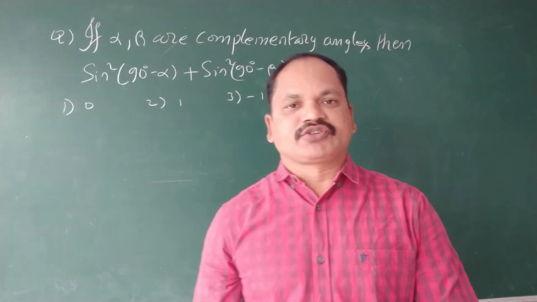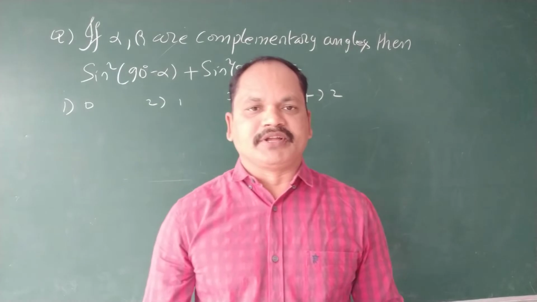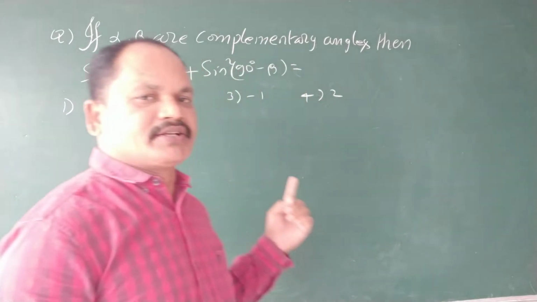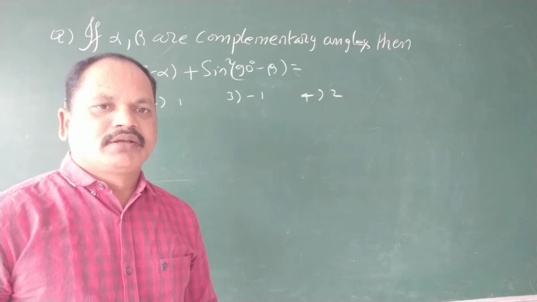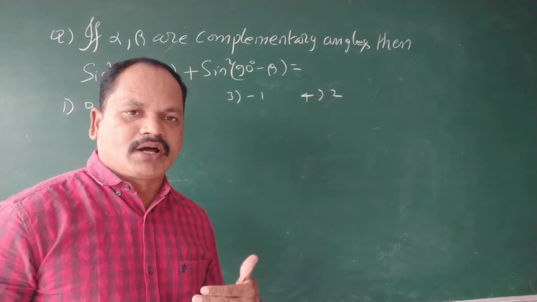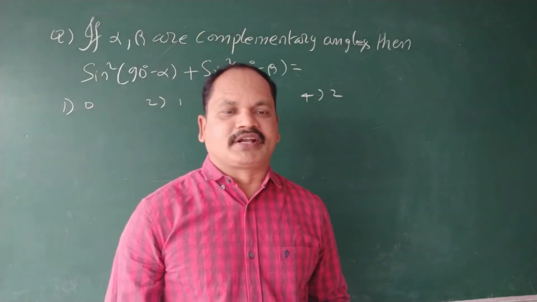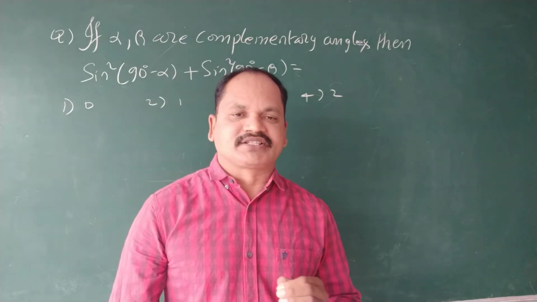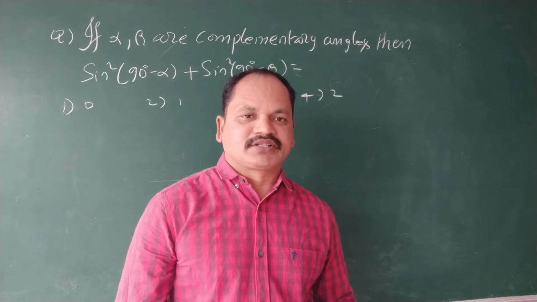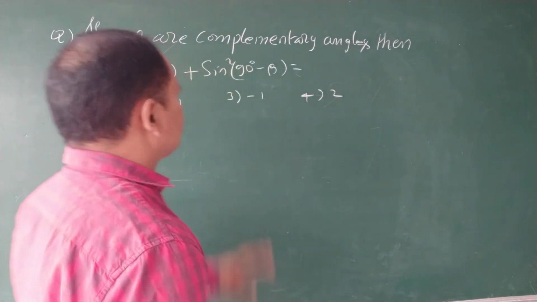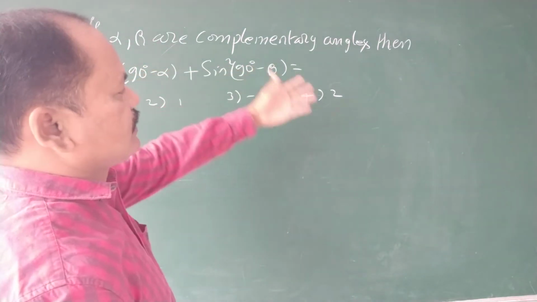Now we are going to the next question: if alpha and beta are complementary angles, then sin square (90 minus alpha) plus sin square (90 minus beta) is equal to: first option 0, second option 1, third option minus 1 and fourth option 2. Okay, now observe. The concept of complementary angles is nothing but if alpha plus beta is 90, then cos square alpha plus cos square beta is 1, sin square alpha plus sin square beta is 1. That's why here it is alpha, it is beta. That's why the answer is 1.